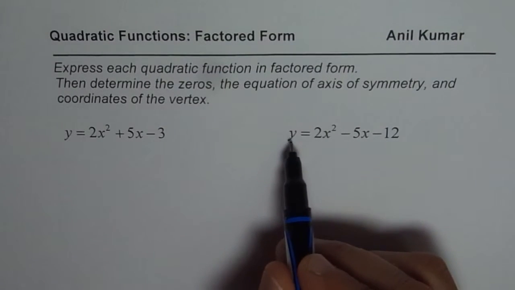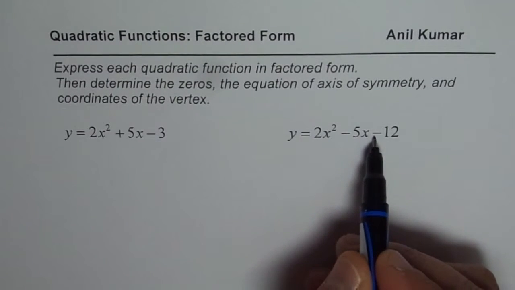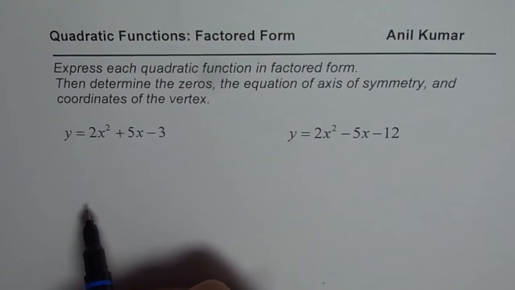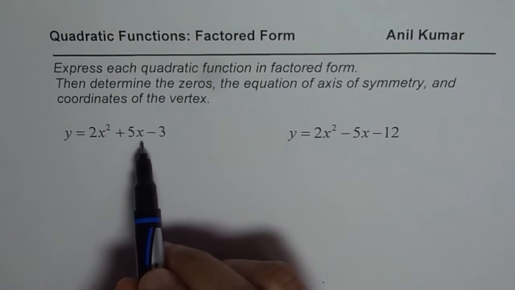So we have the equation y equals 2x squared minus 5x minus 12, and also y equals 2x squared plus 5x minus 3. I will do this first one for you, and the other is for you to practice.